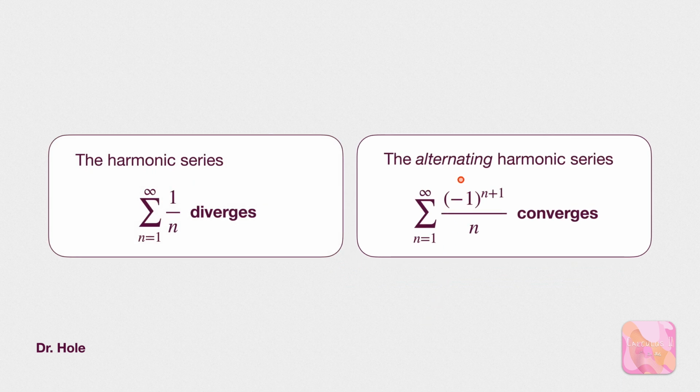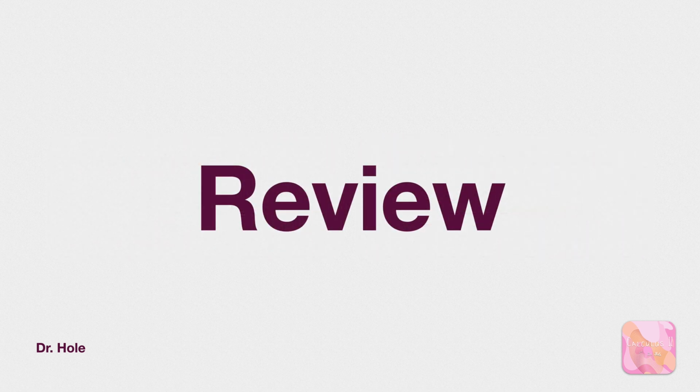So we've shown that the alternating harmonic series converges. Recall that removing the alternating portion of the series results in the harmonic series, which we know diverges. So this is a curious situation that throwing in the alternating part really helped out, and it led to convergence of the series. Very good.